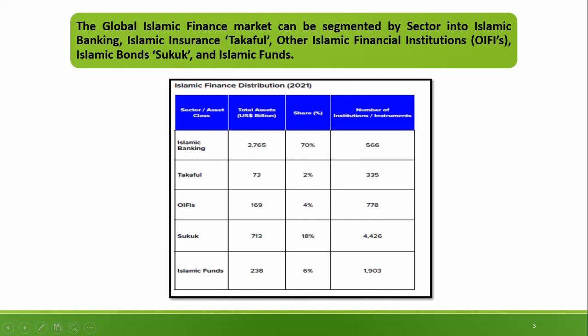Then the second major sector is sukuk with 18% share. Then we have Islamic funds with a share of 6%, other Islamic finance institutions have a share of 4%, and takaful has a share of 2%. So these are the 5 major sectors, and the Islamic finance figures are there on the screen. You can just note down from there.